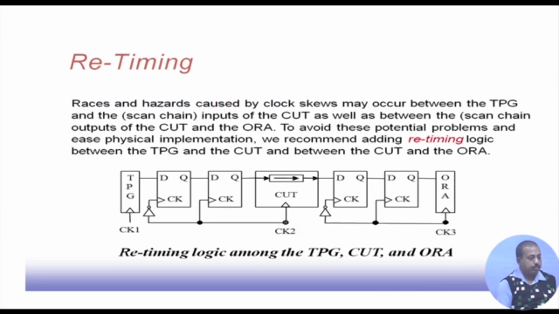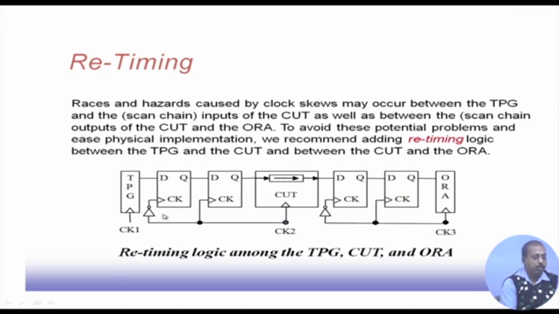Sometimes we need to do a retiming. Retiming is basically needed when there are races or hazards caused by clock skews. Our basic module is like this: there is a test pattern generator, there is a circuit under test, and there is a response analyzer. Now, each of them may operate on a different clock. So, this test pattern generator may work on clock 1, the circuit under test may be operating on some clock 2, and this ORA may act on a separate clock, CK3.